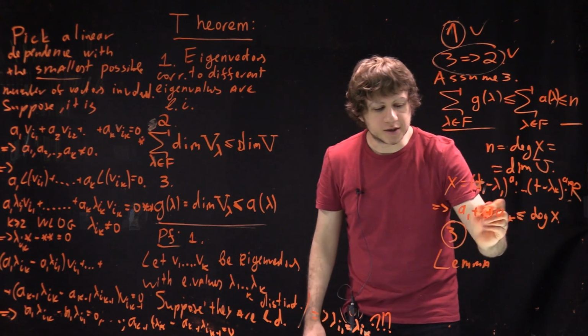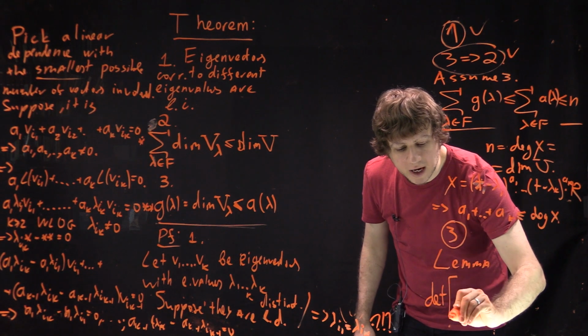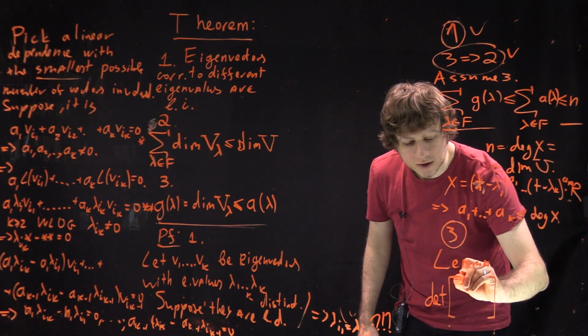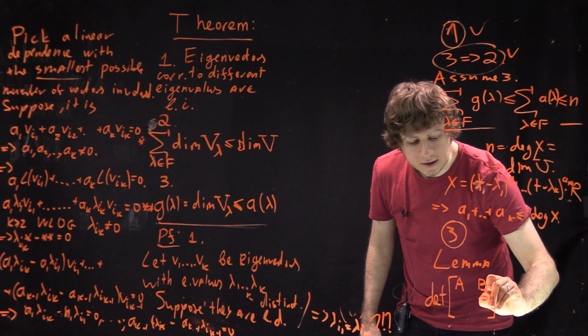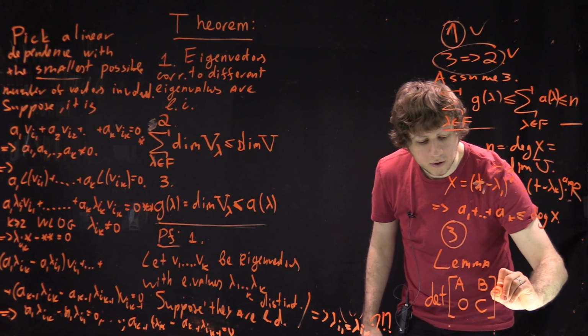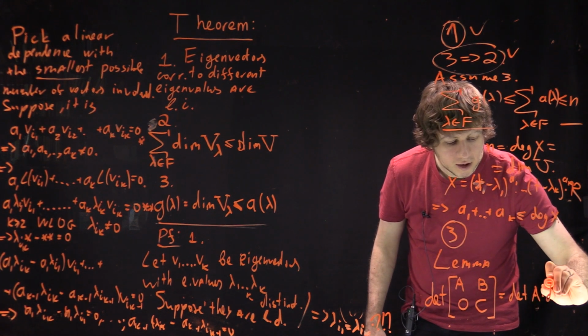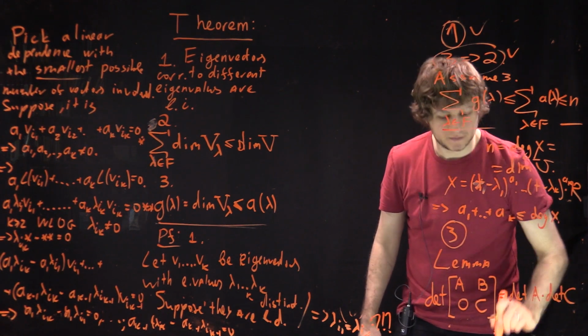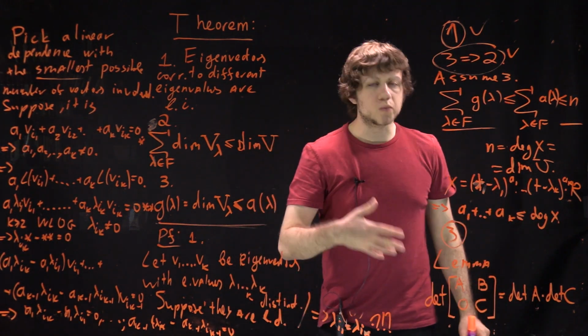So let me just write it maybe symbolically. If you take the determinant of a matrix which has the form A, B, C, 0, it equals the determinant of A times the determinant of C. So what is written here? There is an idea of so-called block matrices.